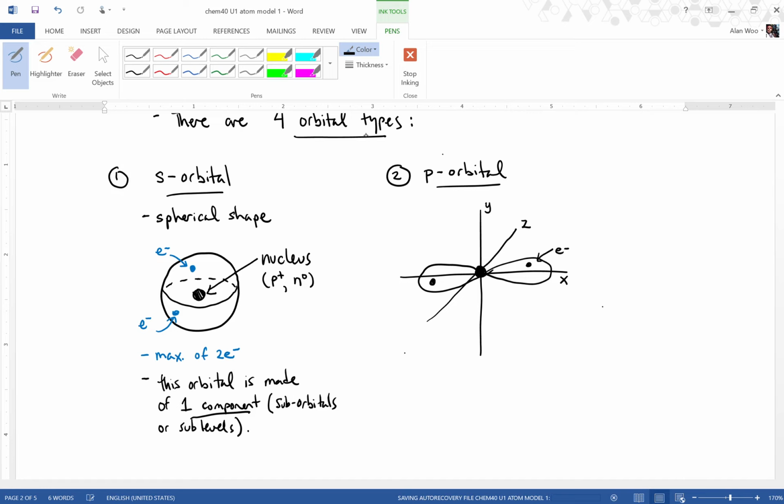So if I change colors to, let's say, orange here, on the y-axis, you have another figure 8, or infinity sign. And within this lobe and this lobe, you'll find electrons as well. Okay, so there's two more electrons that you would find in the second component.